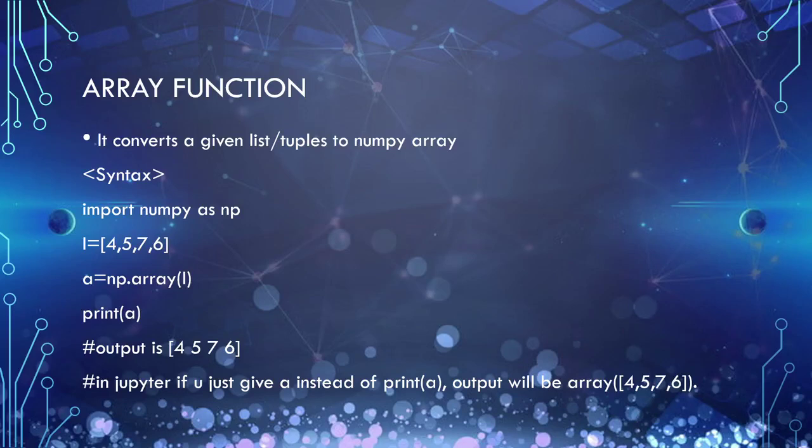And in Jupyter, if instead of print A you just write A, in Jupyter the last line is taken as the instruction given by the programmer to the computer to print. So if you just type A, it will print array, in words, and then the contents, instead of the previous output.